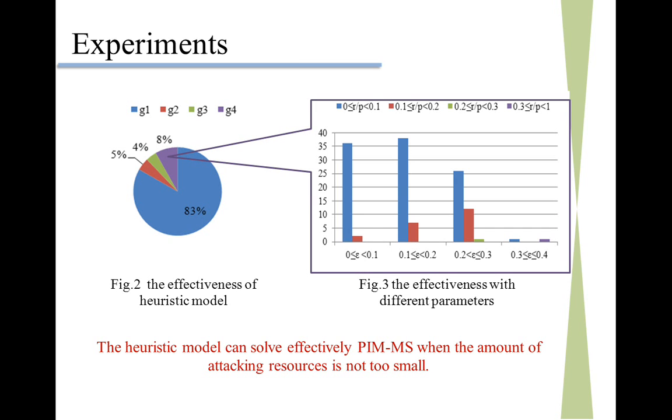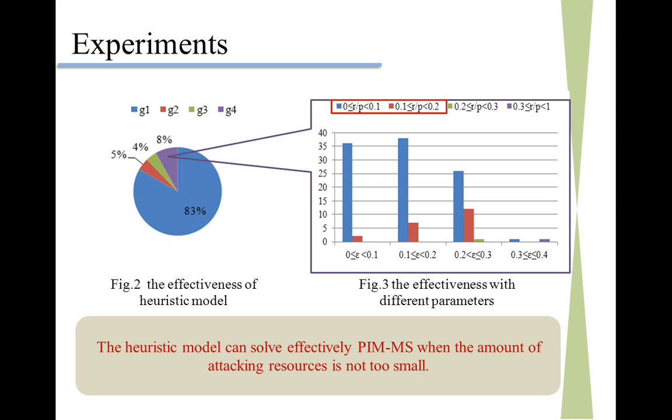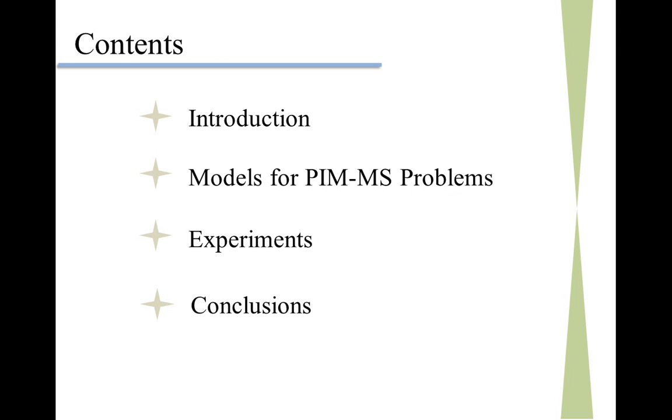In Figure 3, we further analyze the worst cases whose gaps are more than 10%. We note that the smaller value of R2P, the more worst cases appear. Therefore, the heuristic model can solve effectively PIM-MS problem when the amount of offensive resources is not too small. So much for the methodology of the experiment.